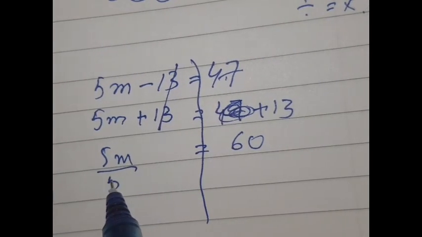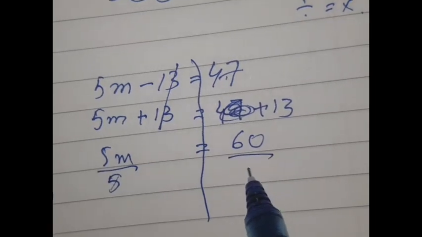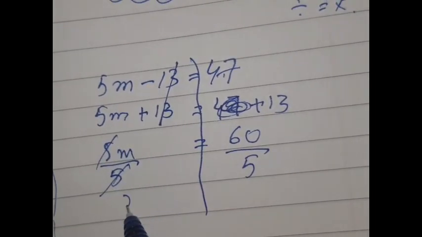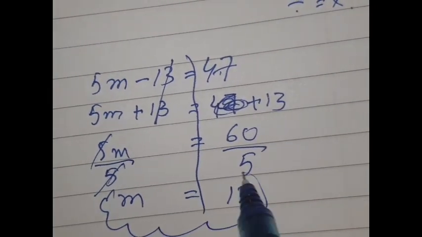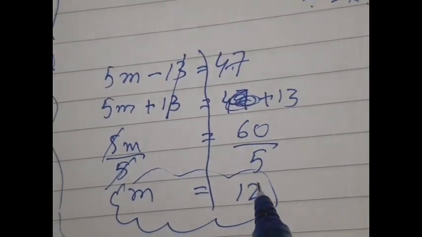I will divide this by 5 so that I can get rid of this 5. So same thing I'm going to do here. This is gone with this. I'm left with m is equal to 60 over 5, which is what? 12. So my answer is m is equal to 12. This is the balancing equation method.